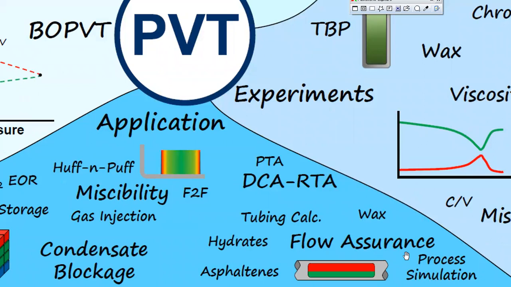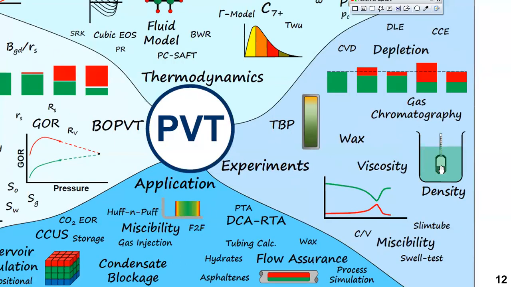Flow assurance, by definition, is to ensure the productivity and operability of the fluid. That means to eliminate problems like hydrate formation, wax precipitation, asphaltene deposition, and so on. So all of this is also applications of reservoir fluid data.